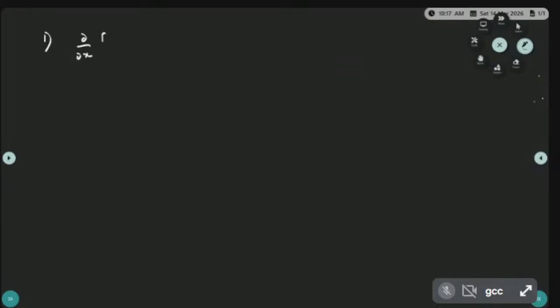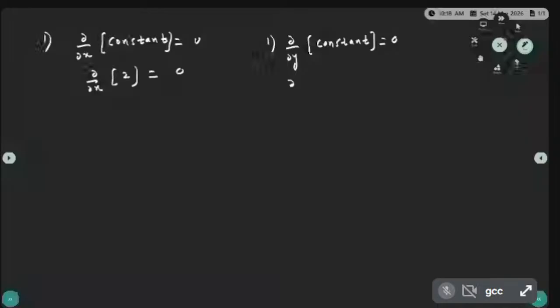What is the differentiation of a constant? Same constant. When you differentiate a constant, either with respect to x or with respect to y, the output is 0. Dou by dou x of 2, what is the answer? Dou by dou y of minus 3: 0. Are you clear? Okay.